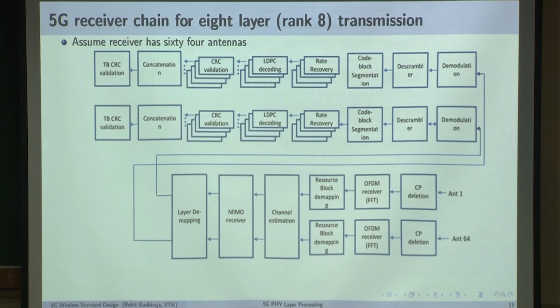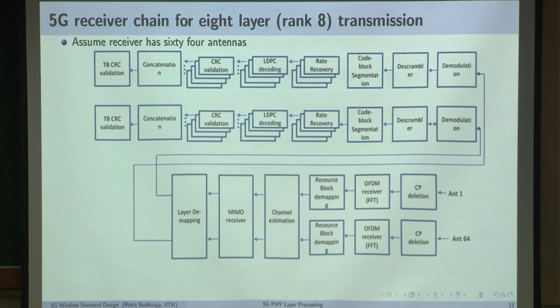Okay, when it has 64 antennas. So you take 64 antennas and do this processing. What are you doing? Once the signal has been sampled, you delete the CP, do the FFT, demapping, and do the channel estimation.